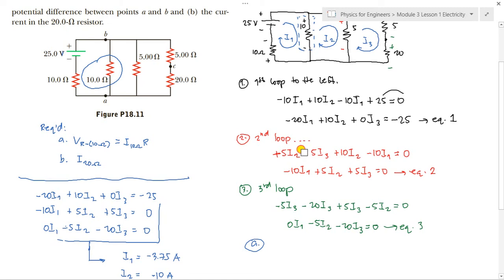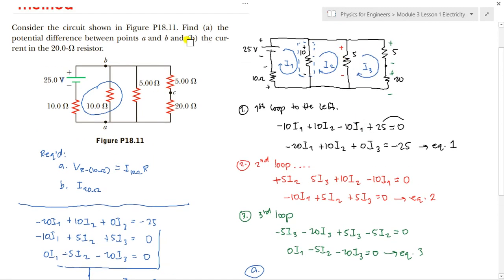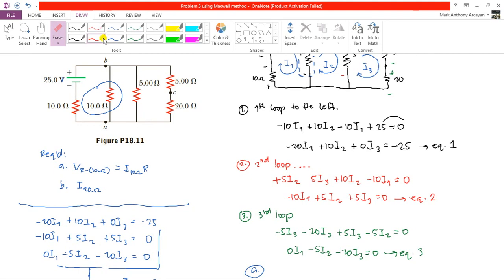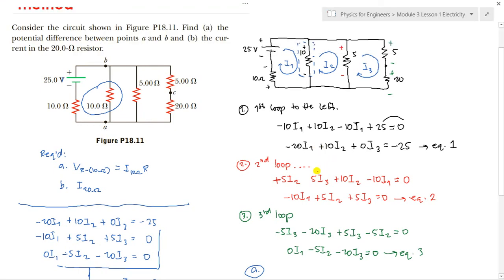It is negative because I3 in the second loop is opposite to the direction of our second loop. So this would be minus, then plus 10 I2, then minus I1. Therefore negative 10 plus 15 is 15. Then this one is negative 5, so this should be negative 5. And then the rest.